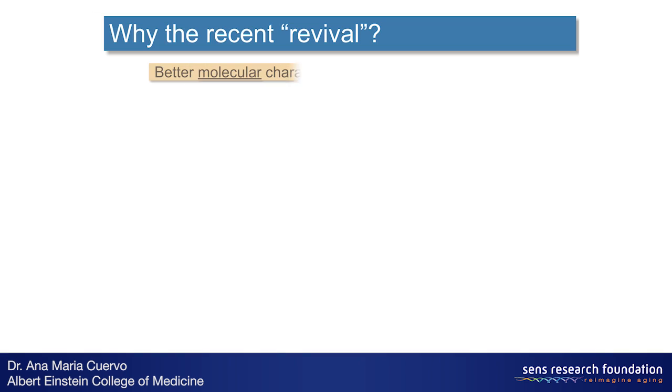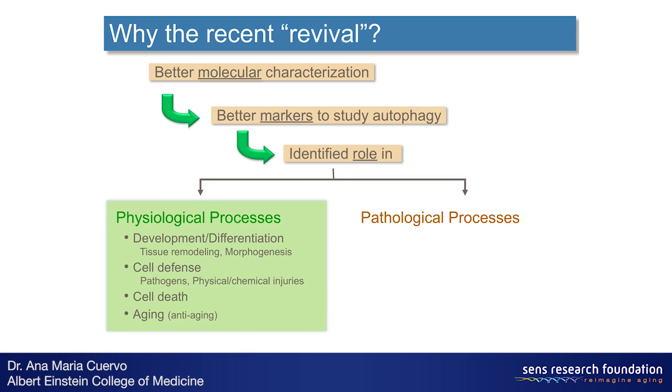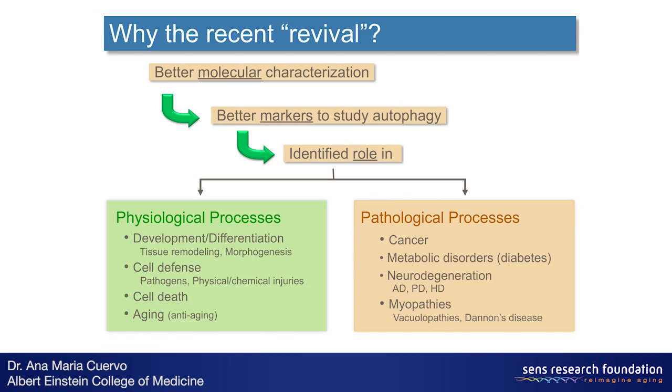This has generated a list of functions that has now been attributed to the normal functioning of autophagy. For example, it has been shown that autophagy is required for cell differentiation, for tissue remodeling, in the mechanism of cellular defense, as well as in cellular death and in aging, as I will try to explain later. And also, the characteristics of the animal models with compromised autophagy have allowed us to identify pathologies in which there is a primary defect in the autophagy process.